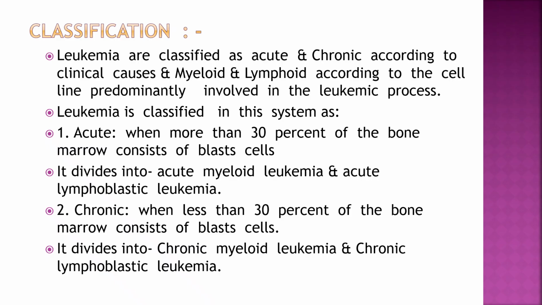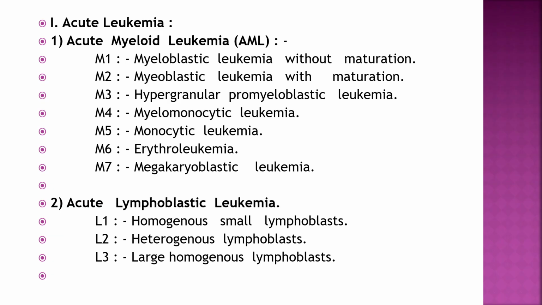Now acute leukemia is divided into two types, acute myeloid leukemia and acute lymphoblastic leukemia. Acute myeloid leukemia is divided into 7 types, labeled M1, M2, M3, M4, M5, M6, M7. M1 is myeloblastic leukemia without maturation. M2 is myeloblastic leukemia with maturation, so the nucleus is matured in the M2 type. Then M3, hypergranular promyelocytic leukemia. M4 is myelomonocytic leukemia. M5 is monocytic leukemia, then M6 is erythroleukemia, M7 is megakaryocytic leukemia.